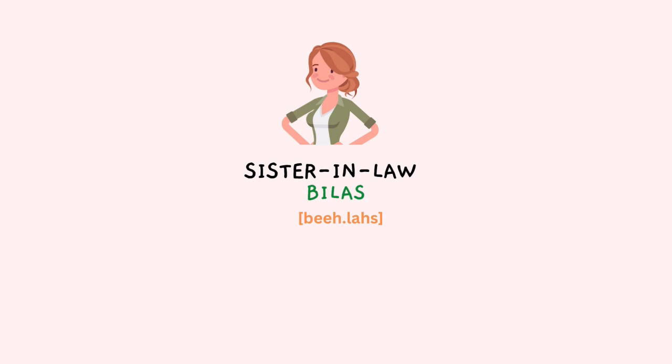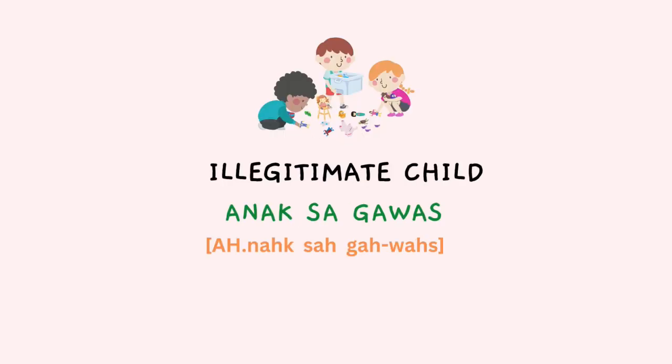It should be bilas. Okay, next one, illegitimate child, anak sa gawas. Okay, anak is child, and then sa gawas is actually from outside. So anak sa gawas is illegitimate child.